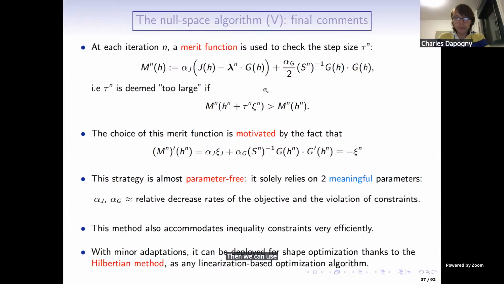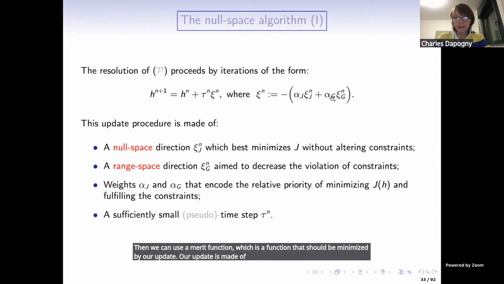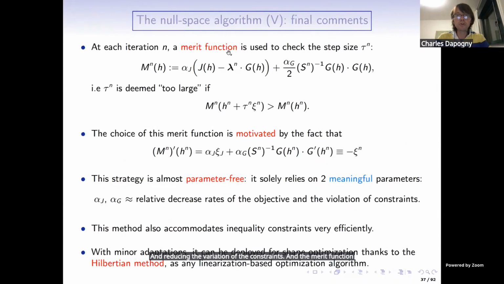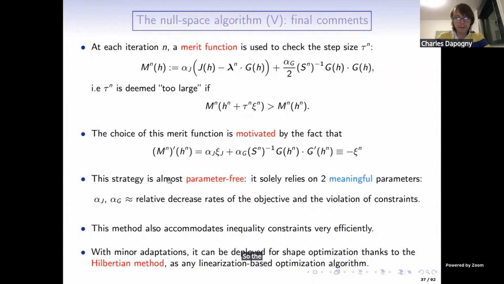Then we can use a merit function, which is a function that should be minimized by our update. Our update is made of the null space step here and the range space step here, weighted by these two factors that weigh the respective importance of decreasing the objective function and reducing the violation of the constraints. The merit function is used to assess whether the time step that we have used is too large, or if it is suitably small. The gradient of this merit function is, by construction, minus the update step.